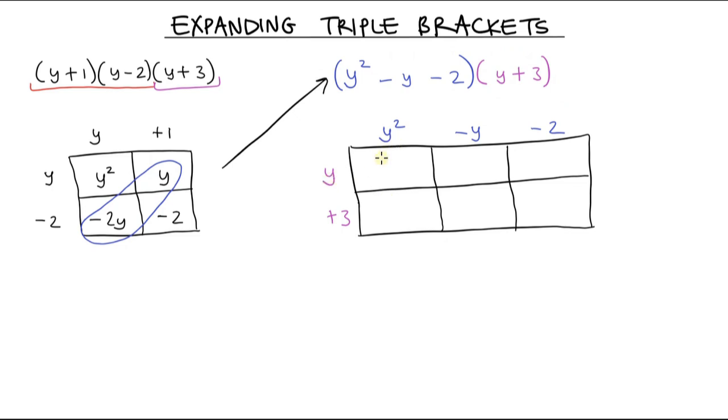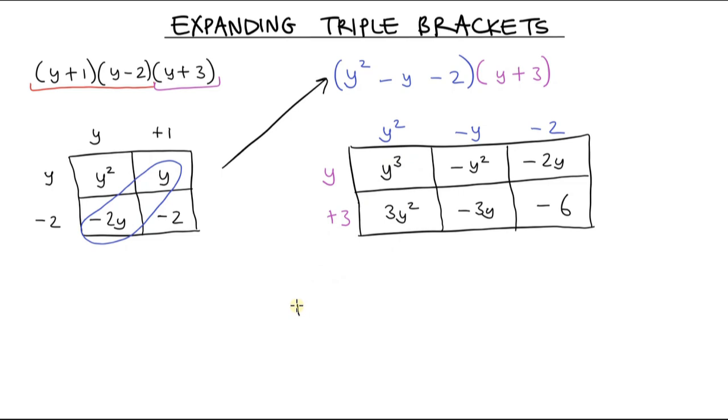So y times y squared, well, that will give us y cubed. Y times negative y, that's negative y squared. Y times negative 2 is negative 2y. Y squared times 3 is 3y squared. 3 times negative y is negative 3y. And finally, 3 times negative 2 is negative 6. So now we can write down our final answer.